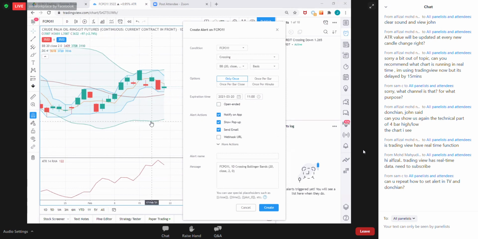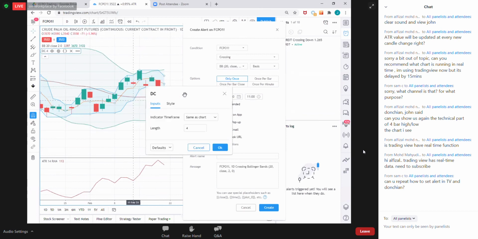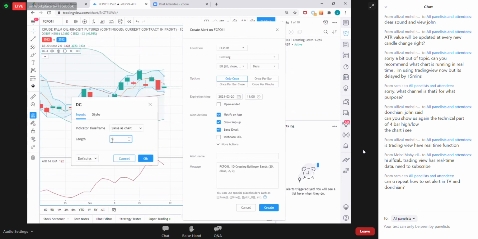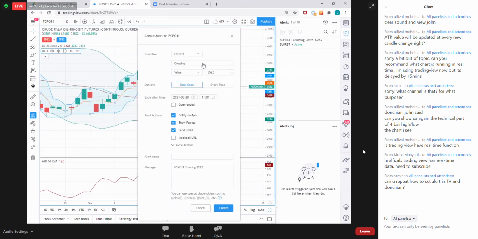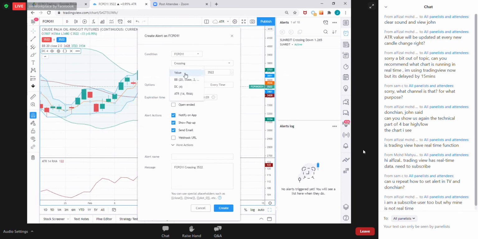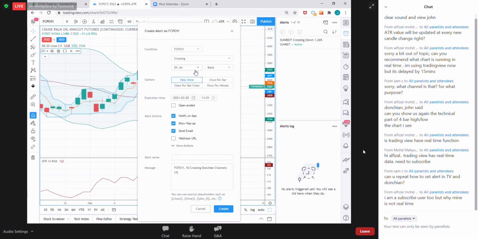Okay, Sam, so you need to put the indicator in the screen. So you see Donchian channel. So I put 4 here. Okay, then look at the alert there. Okay, click alert. Crossing Donchian channel. Click 4. Okay, once per bar, once per minute, it's up to you what you want to set.